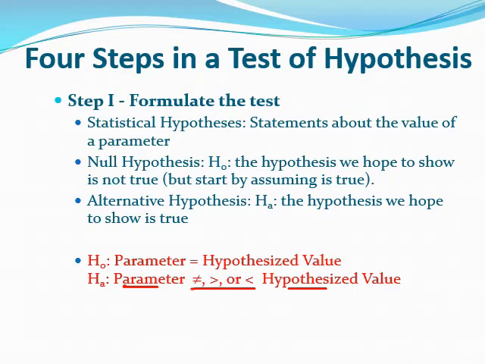We set the hypothesis up. We want to say that the alternative is true. That's what we're hoping to say is true. We begin by assuming that the null is true.